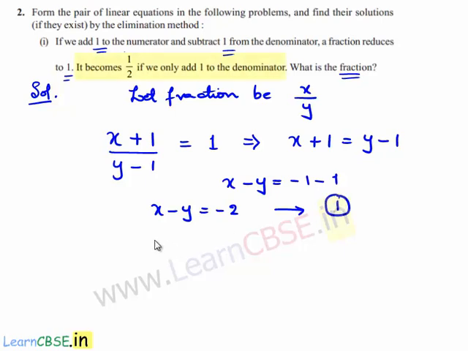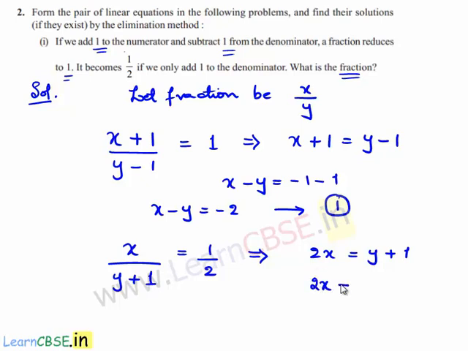Now, by the second condition, it becomes 1 by 2 if we only add 1 to the denominator. So the numerator remains as x and 1 is added to the denominator, which becomes y plus 1. So this is equal to 1 by 2. On cross multiplication, we get 2x is equal to y plus 1. So on rearranging the terms, we get 2x minus y is equal to 1. So name this as equation number 2. So we have to use the elimination method in order to find the solution for the equations 1 and 2.